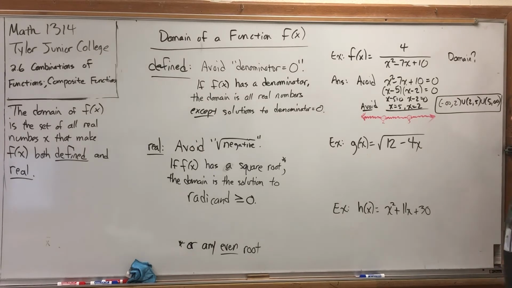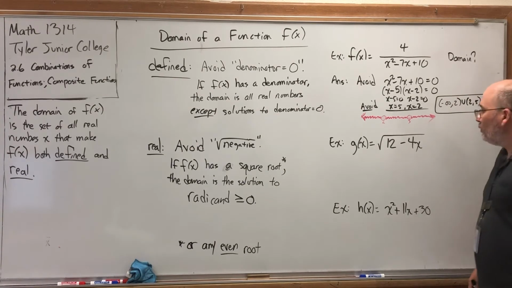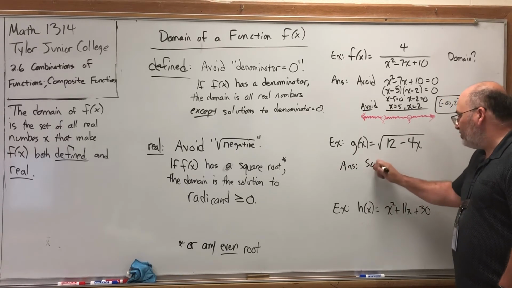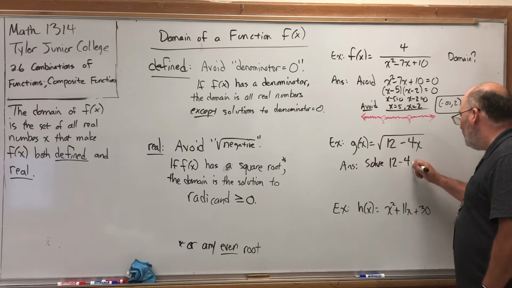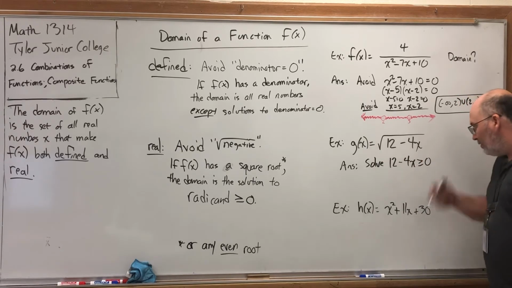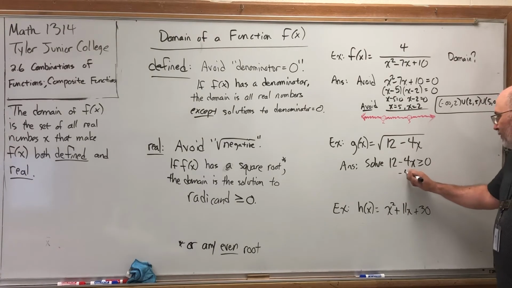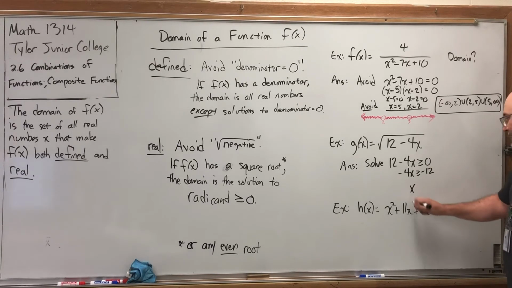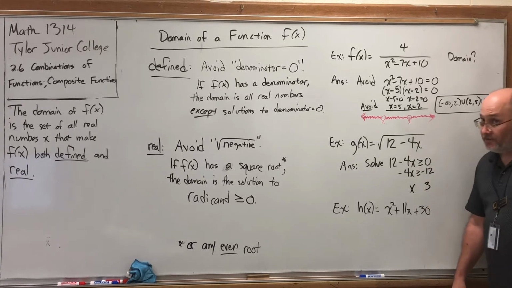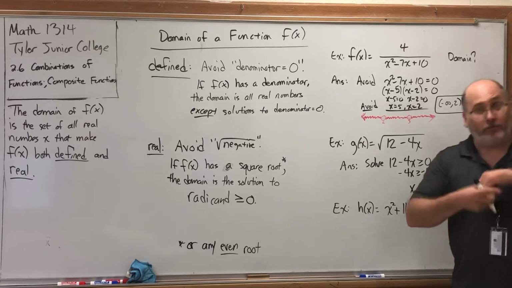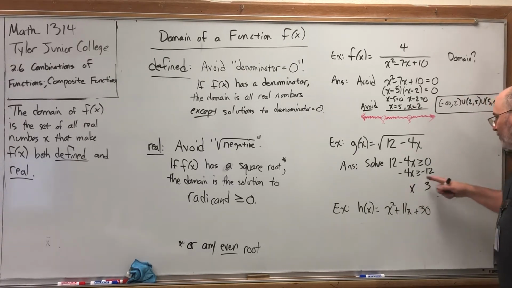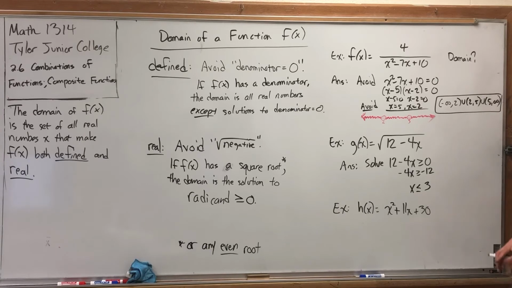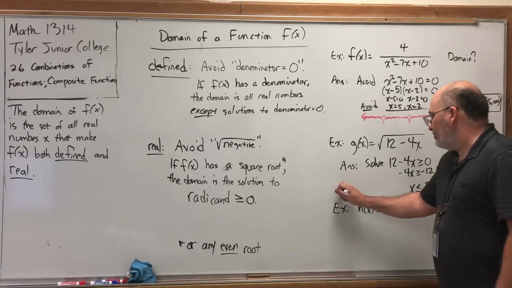So how would we find the domain of g of x equals the square root of 12 minus 4x? Well, we want to prevent the radicand from becoming negative by forcing it to be non-negative. So we solve 12 minus 4x is greater than or equal to 0, doing the moves that we do. Subtract 12 from both sides, you get negative 4x is greater than or equal to negative 12. Divide both sides by negative 4, which will make this a 3, but when you divide an inequality by a negative, you have to reverse the sign. So the action of dividing both sides by negative 4 would reverse the inequality, make it less than or equal to 3.